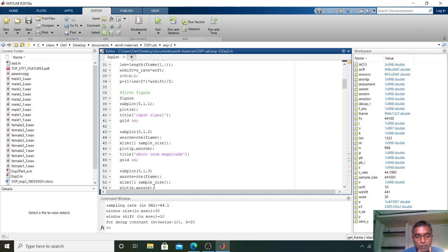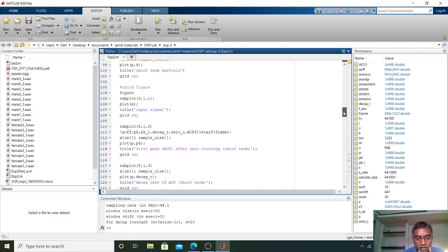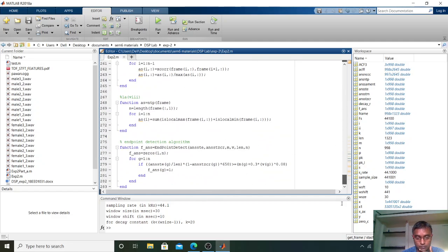So these are my plots. In the plot section, when I show the result, I will show everything. Here, just the input signal, short term magnitude and this type of thing I will be doing. And after that comes my algorithm for endpoint detection. Here I am using four five features: short term energy, short term zero crossing rate, mean, short term variance. Then length is the length of one window and n is the number of frames.